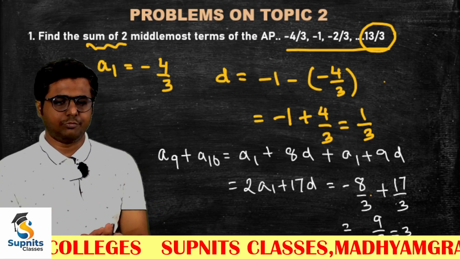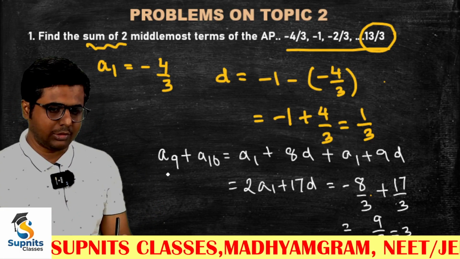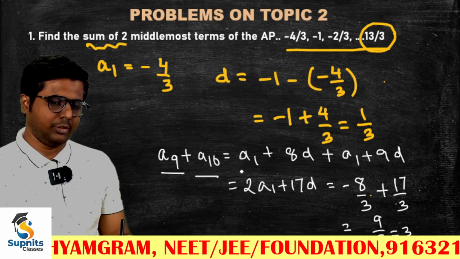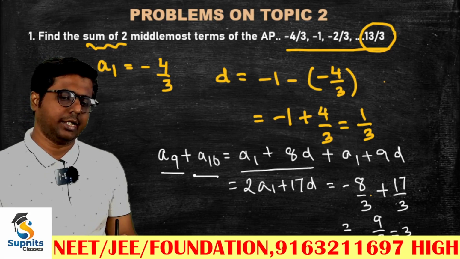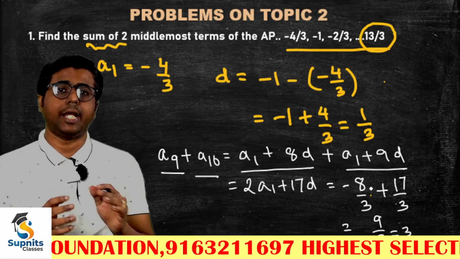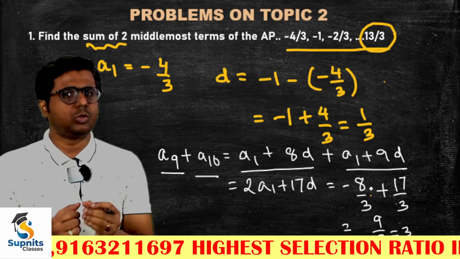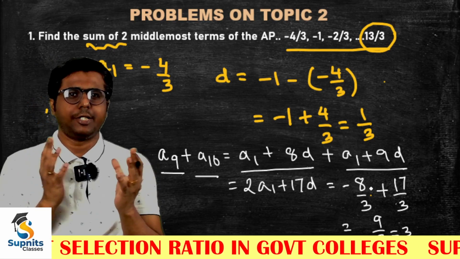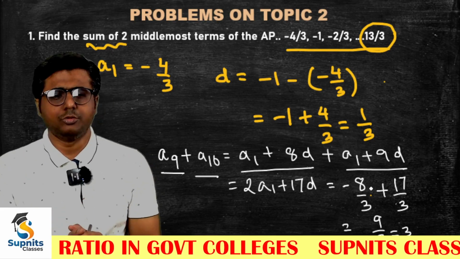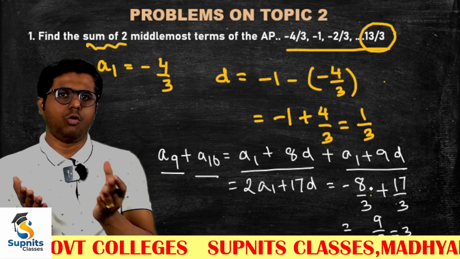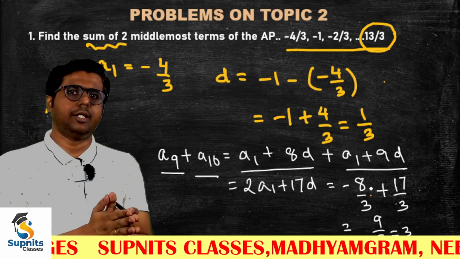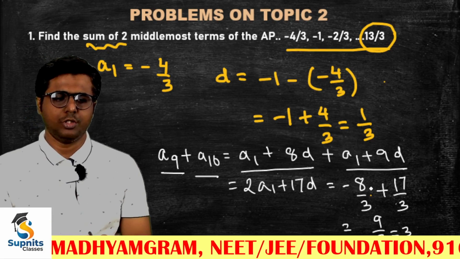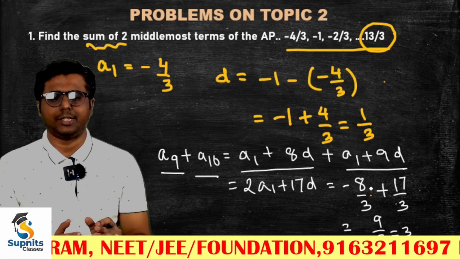But what I did over here, if you see, I did not calculate A9 and A10 separately. I did that together, because I know A9 is A1 plus 8D and A10 is A1 plus 9D. So, if I add them, that will be 2A1 plus 17D. I just reduced my calculations, that is it. You can also follow the same, or you can find A9 first, then A10 and then add them, that is also okay. No need to skip any steps and make unnecessary mistakes.